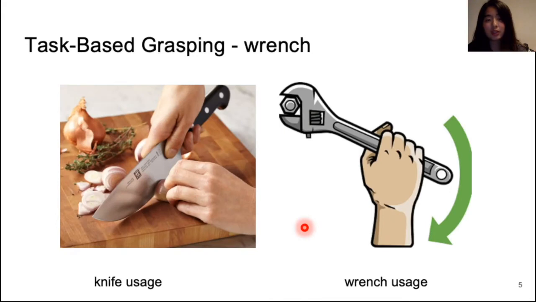In addition to stay-out regions, we also need to consider task-specific forces and torques. For example, to use a knife to cut, the grasp needs to be able to apply a force. And to use a wrench, the grasp needs to be able to provide a torque. With this in mind, we also introduce the concept of task-specific forces and torques.